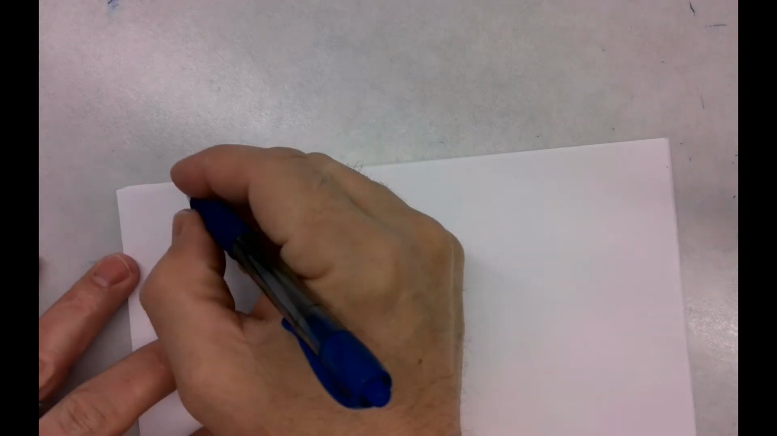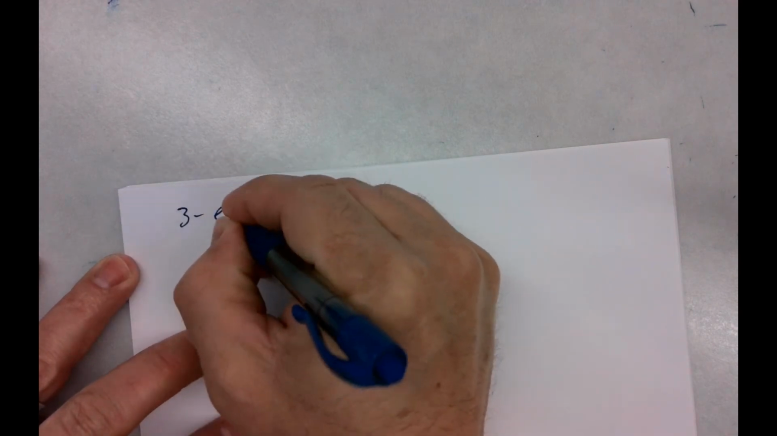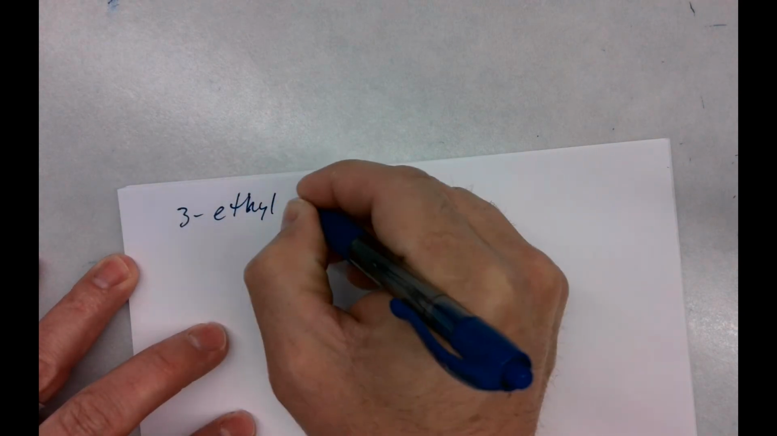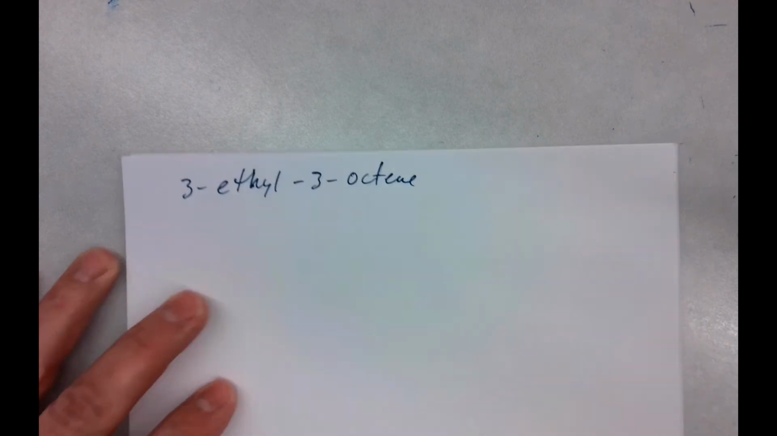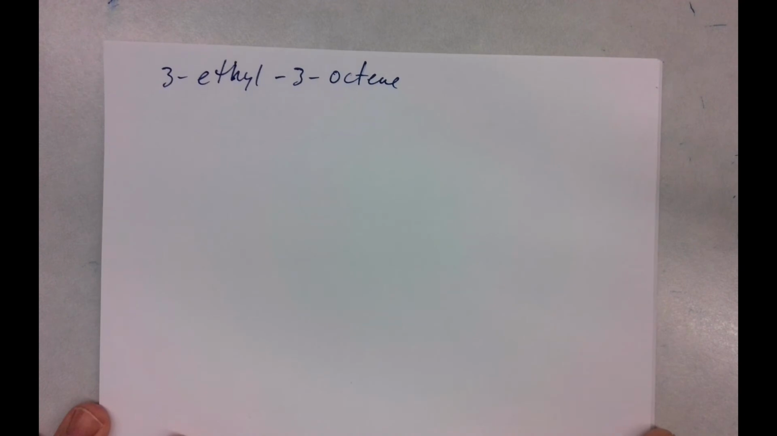Now, this is what I'm going to do. I'm going to give you a name, and I need all 3 forms. I need what? Skeletal, complete, and condensed. So this is what you got. We're going to go 3-ethyl-3-octene. 3-ethyl-3-octene. And let's go four hands.